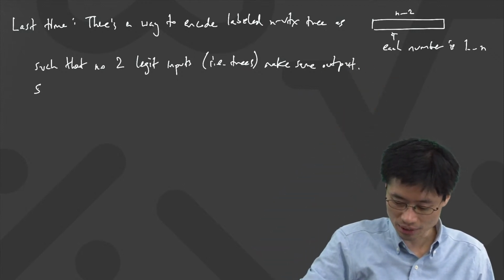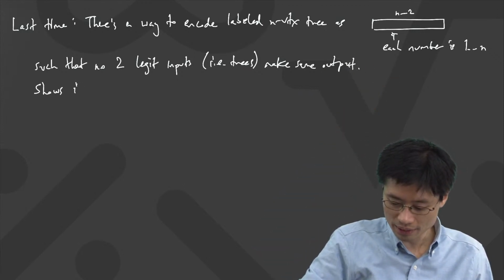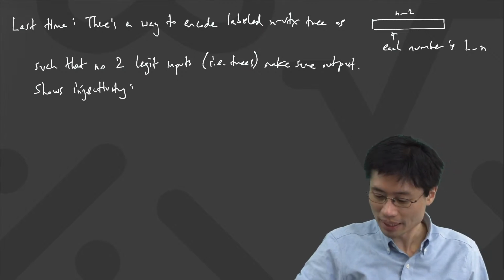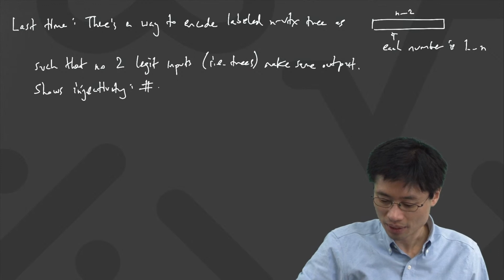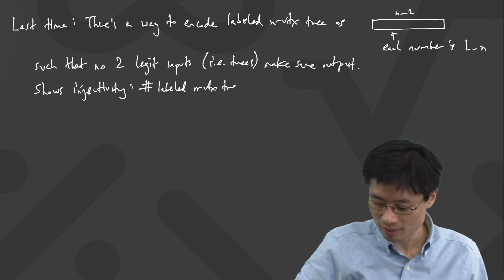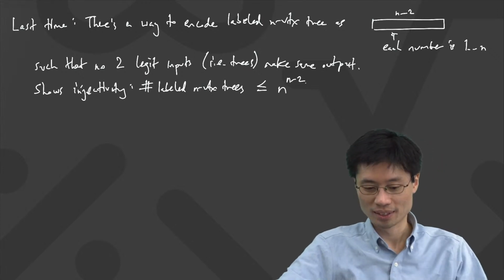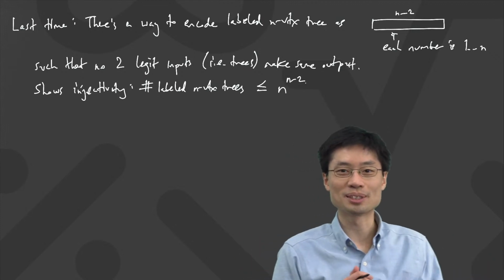So this shows injectivity, which means that the number of labeled n-vertex trees is at most n to the power n minus 2. Well, in that case, we've got one more step to do, and then we're done.